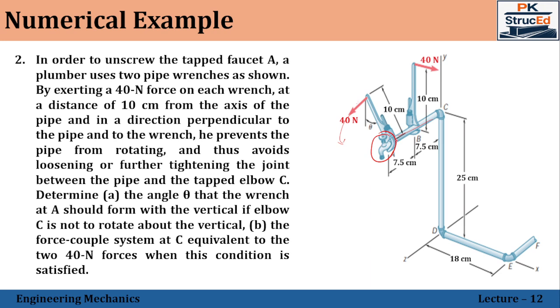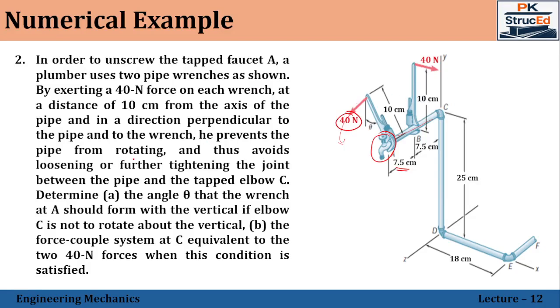In order to avoid the pipe also rotating along with the faucet, one more wrench has been placed at a distance of 7.5 centimeter from the tapped faucet, in which the same amount of force, 40 Newton, is applied opposite to the direction applied at point A, to avoid the rotation of the portion AC. That is what has been given here.